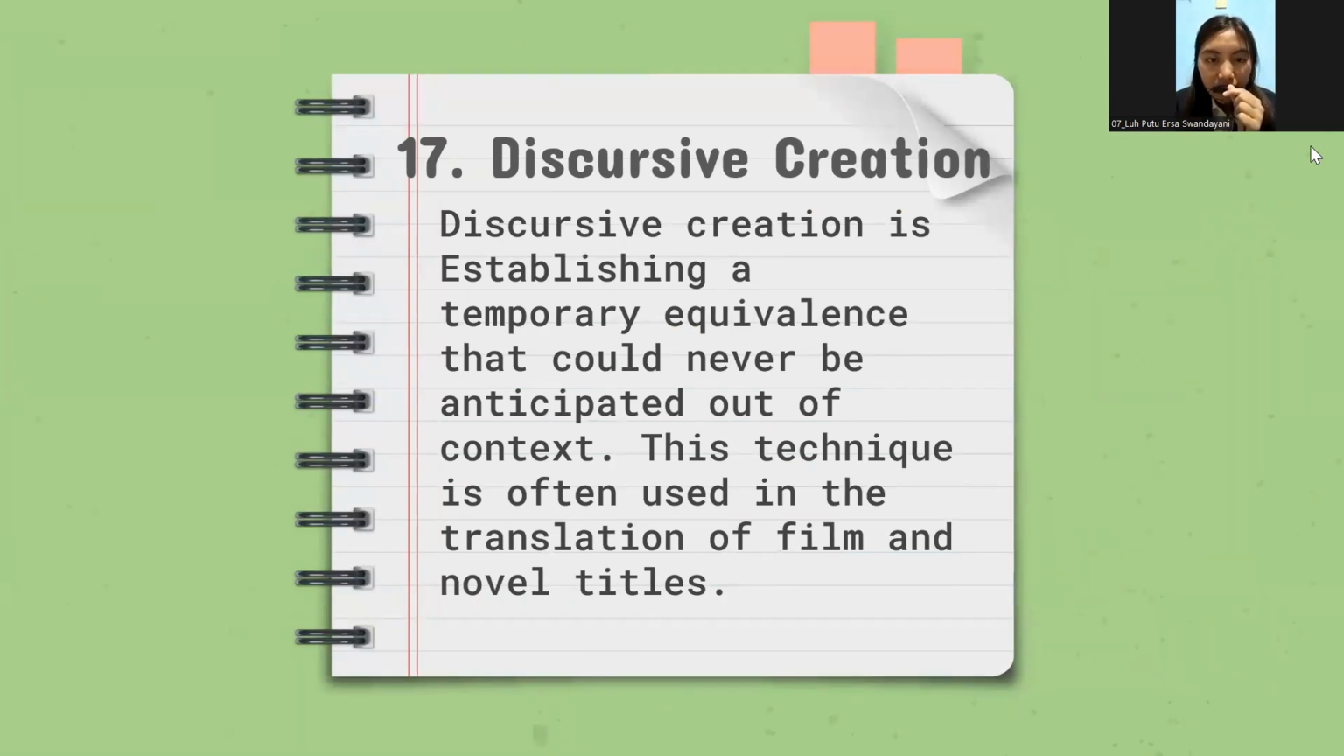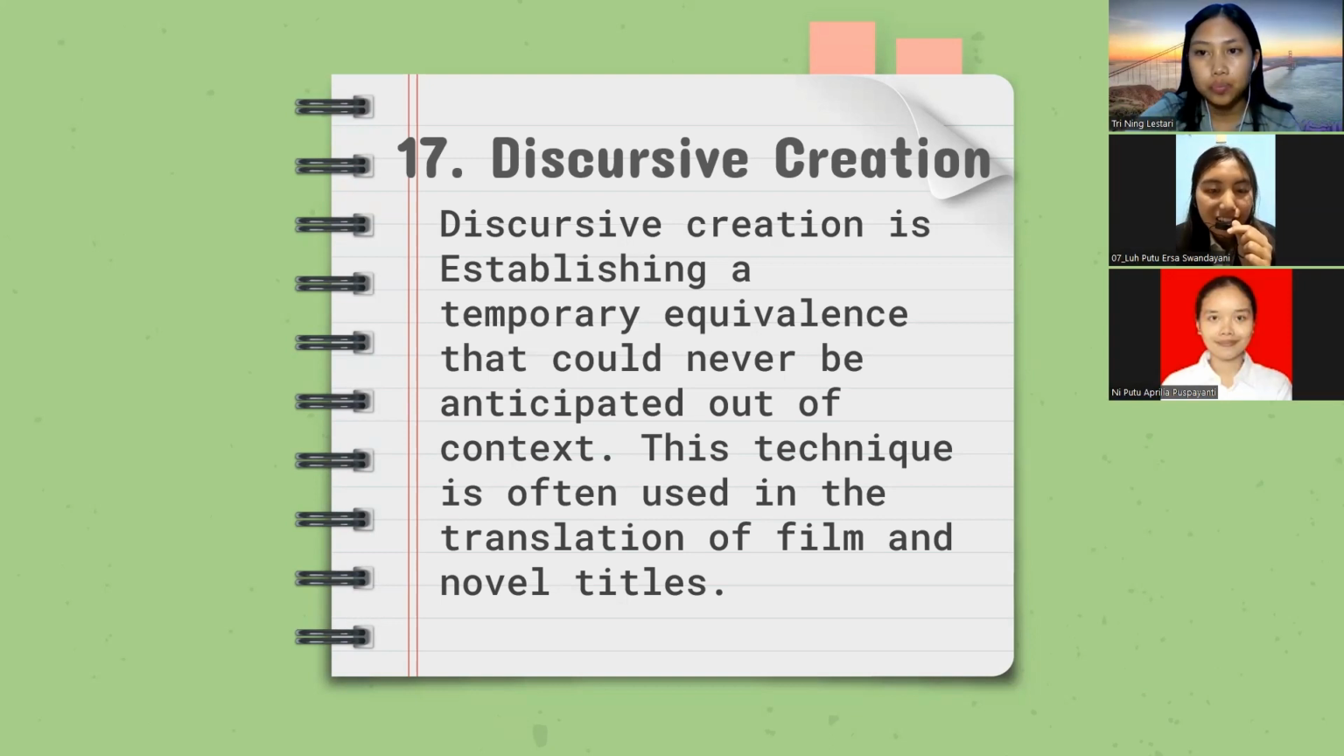And the last one is discursive creation. Discursive creation is establishing a temporary equivalence that could never be anticipated out of context. This technique is often used in the translation of film and novel titles. Next slide, please.